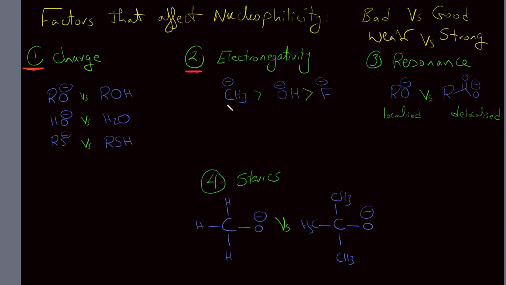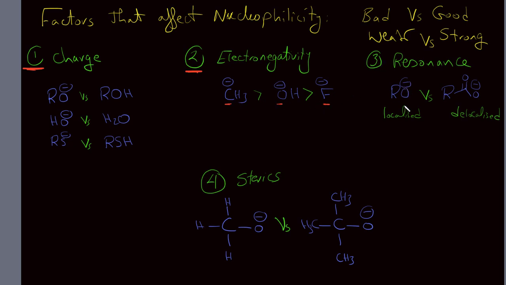Electronegativity. CH3 minus, OH minus, F minus; fluorine is the one that has the highest electronegativity. Think about it. What is nucleophilicity? It's the ability of a species to give up electrons to its reaction partner, which is the electrophile, to make a bond. Who's more willing to lose electrons and make a bond? Something more electronegative or something less electronegative? So that's why this is more nucleophilic than this.